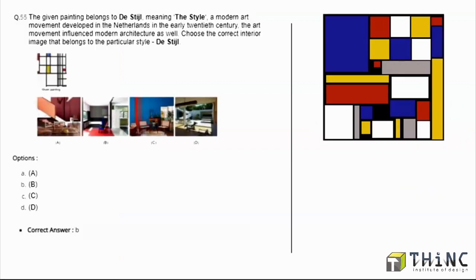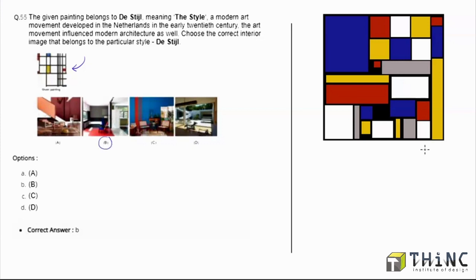To start off with, the first question, number 55. The given painting belongs to the style, meaning the style, a modern art movement developed in Netherlands in the early 20th century. The art movement influenced modern architecture as well. Choose the correct interior image that belongs to the particular style. You have an image which depicts this style of painting, and you have been given four options, A, B, C, and D. Out of this, the right option is option B.